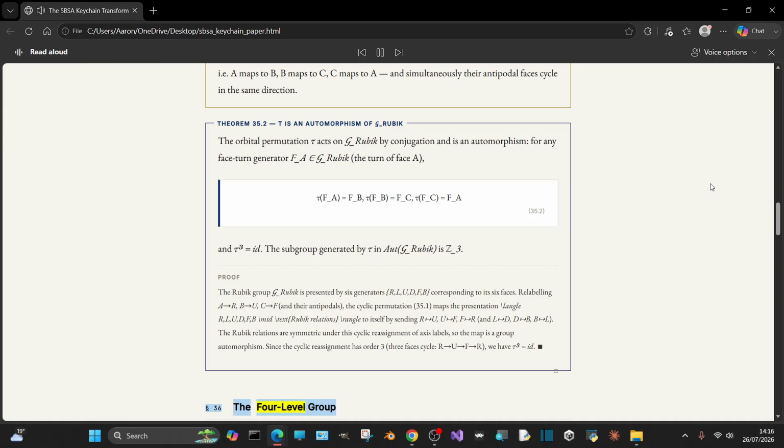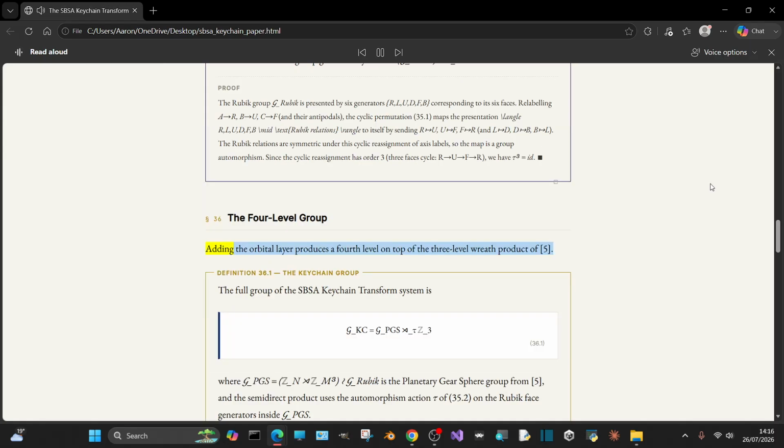Section 36. The 4-level group. Adding the orbital layer produces a 4th level on top of the 3-level wreath product of Section 5. Definition 36.1. The keychain group. The full group of the SBSA keychain transform system is G_KC equals G_PGS right semidirect product Z_3, 36.1.